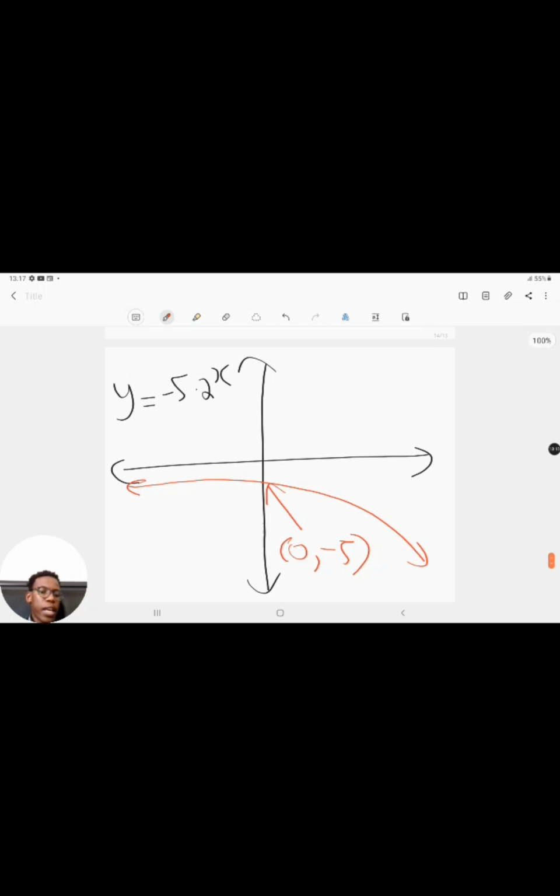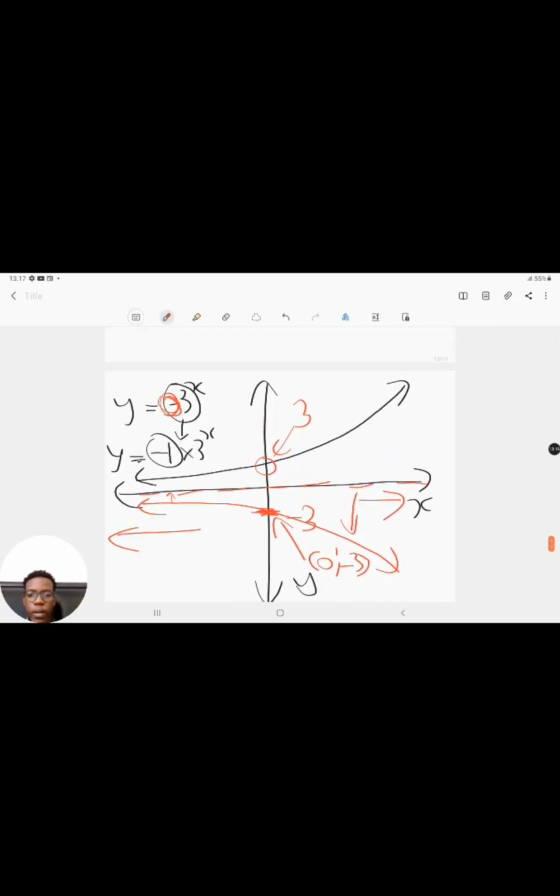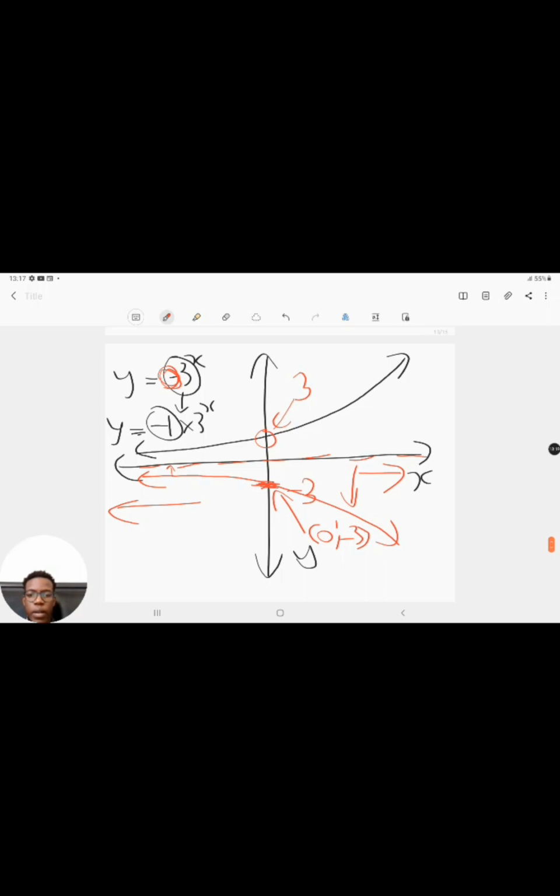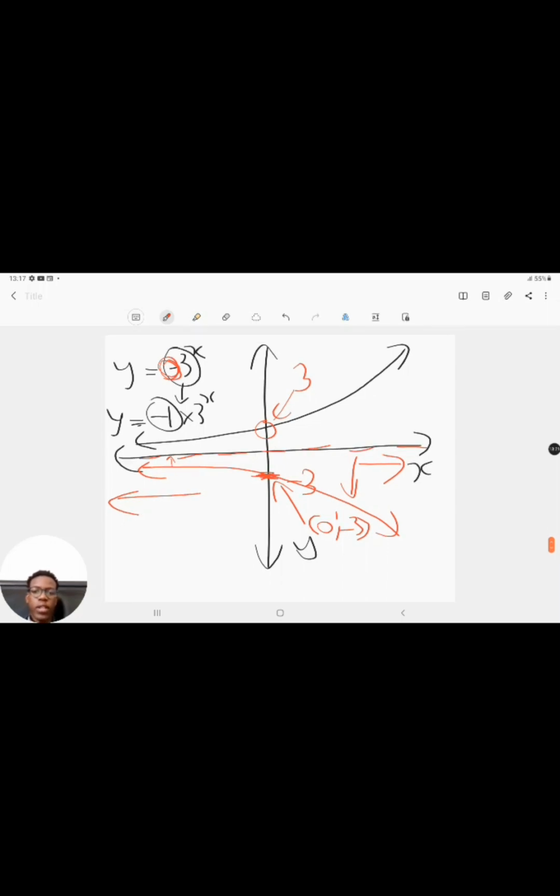As a matter of fact, I think I made an error in the previous thing. This is not going to be 3. Sorry, this is going to actually be 1. This is going to be 1, and this is going to be minus 1. Why is it going to be minus 1? Okay, so I made an error. In that case, remember, b is negative 1. So your y-intercept will be negative 1 there.